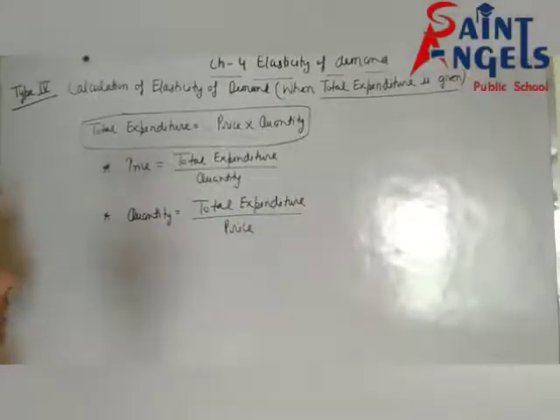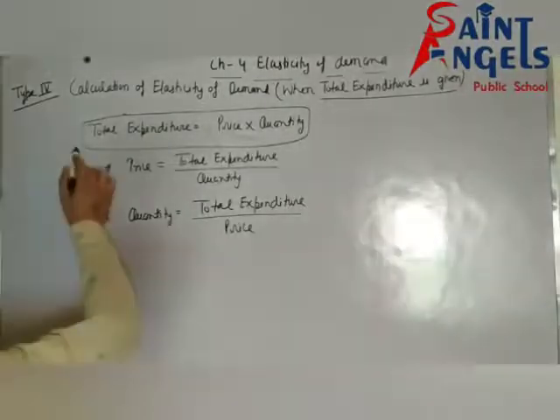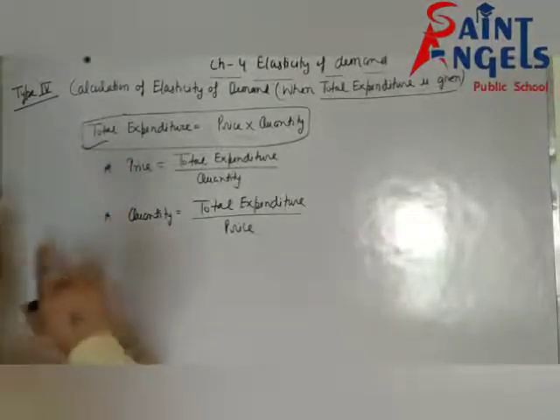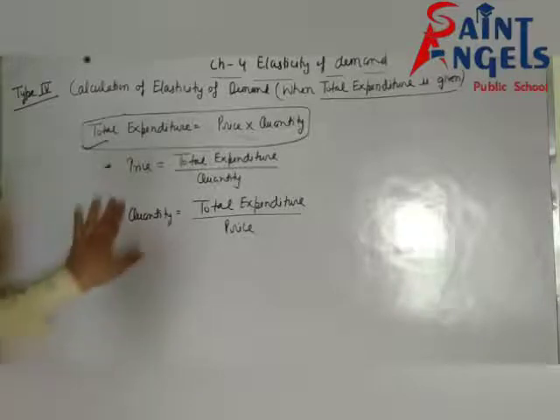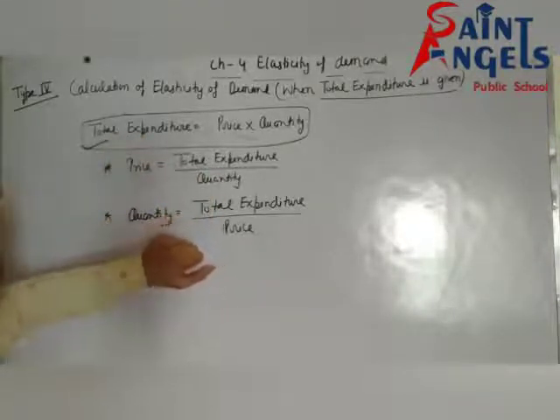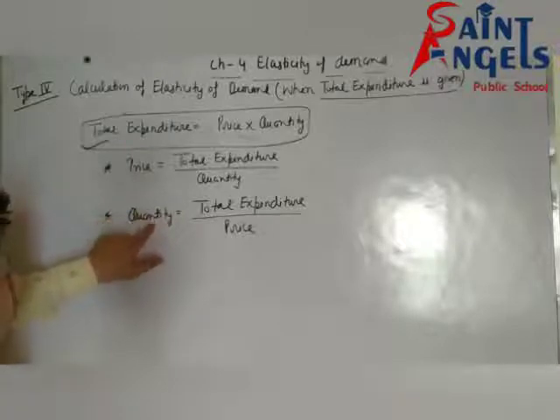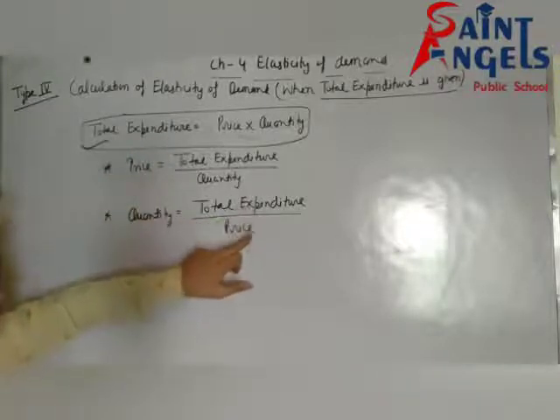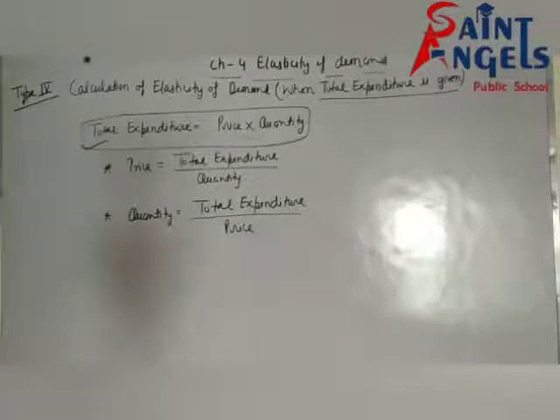So I hope all of you have understood the formula of total expenditure, price into quantity, and the formula of price, total expenditure divided by quantity, and the formula of quantity, total expenditure divided by price. I hope all of you have understood. Please pause the video and note down this.